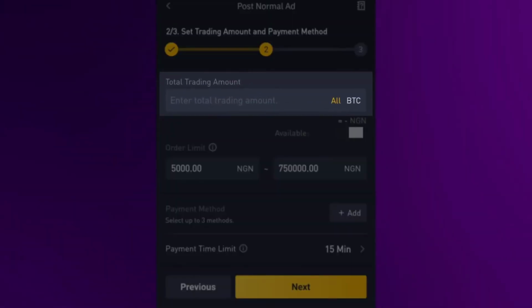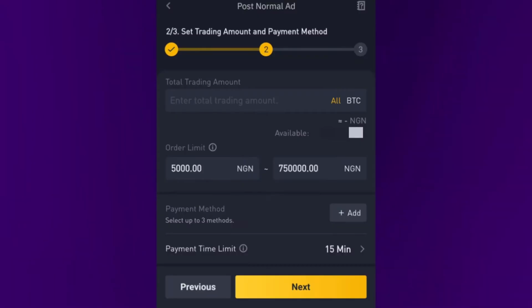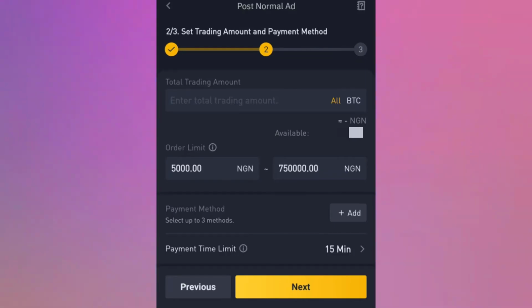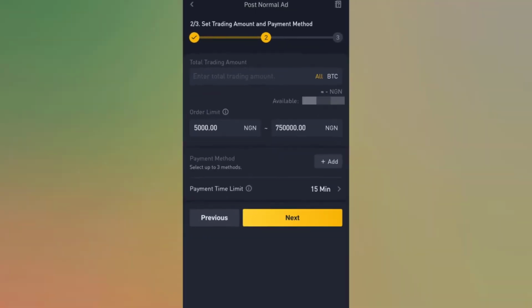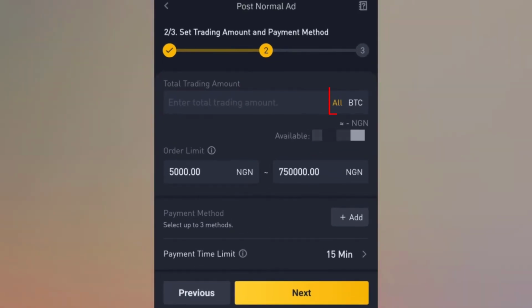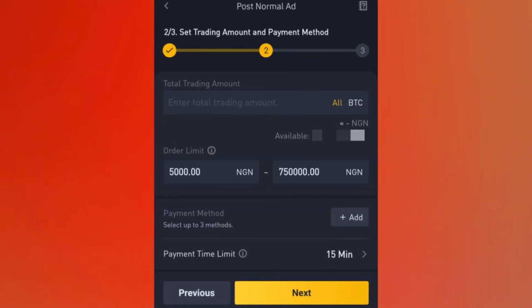Basically, what this total trading amount means is how many Bitcoin you want to actually sell. So I'll now put in here the total amount of Bitcoin I want to sell from my P2P account. I can choose to click on all. If I click on all, it will put in the whole Bitcoin that I have on my P2P wallet, and it will put that up for sale.